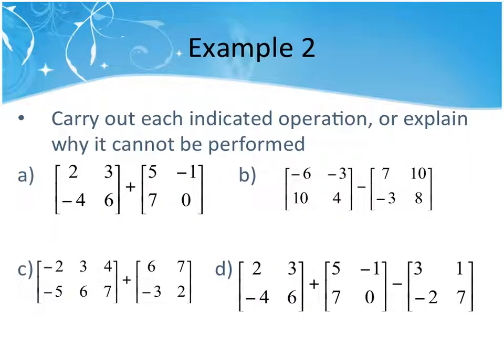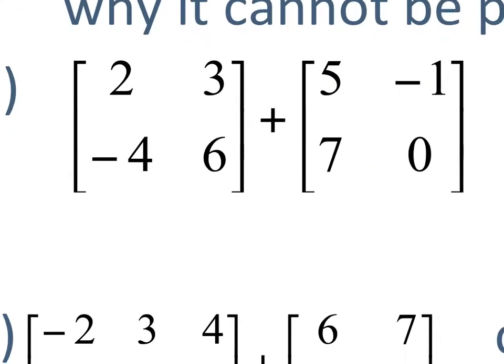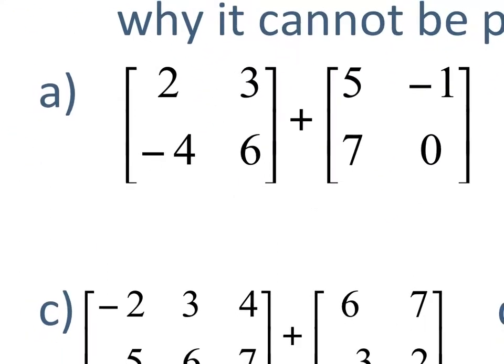Example 2 says, carry out each indicated operation or explain why it can't be performed. So the first thing you want to do is compare the two matrices involved and make sure they have the same dimensions. If you look at A, you've got two 2 by 2 matrices, so this can be done, and the sign in between is the plus.